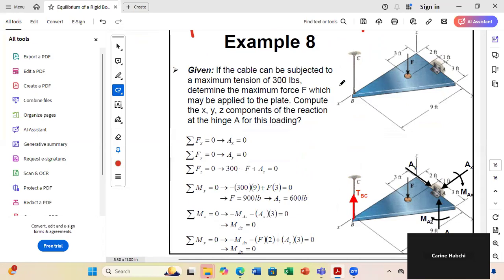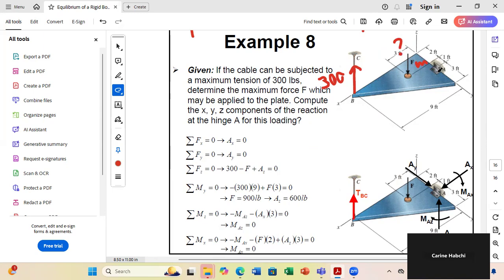So they are telling us that the maximum tension that the cable can withstand is 300. So they want us to find the maximum force that can be applied. When I apply F maximum, I get 300 lb force in the cable. Okay, so my unknowns include the maximum force to apply.